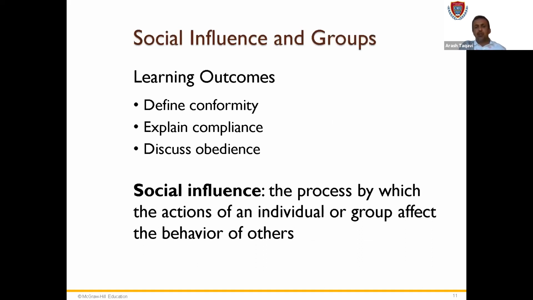Another matter is social influence and groups. Learning outcomes: define conformity, explain compliance, and discuss obedience. Social influence is the process by which the actions of an individual or group affect the behavior of others. It is social influence.